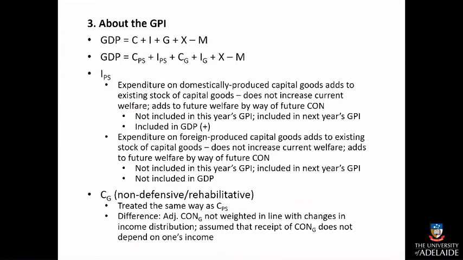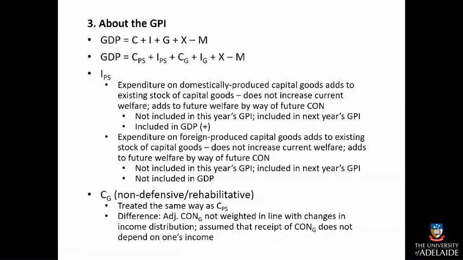Okay, let's think of the next one, private sector investment. So let's think of expenditure on domestically produced capital goods. That just adds to the existing stock of capital goods, does not increase current welfare. So if a firm buys a machine that's made in Australia in the present, it's just adding to the stock of machines that are available to produce consumer goods in the future. So it adds to future welfare by way of future consumption.